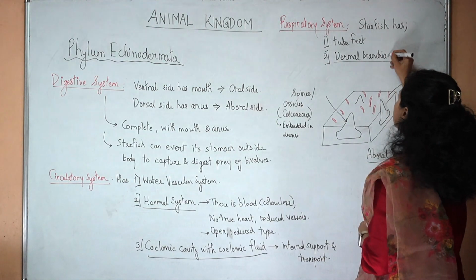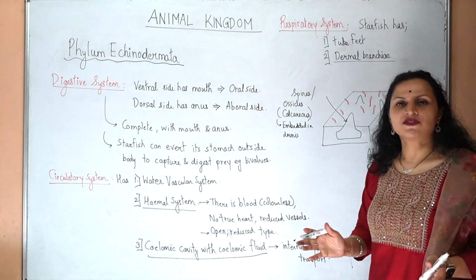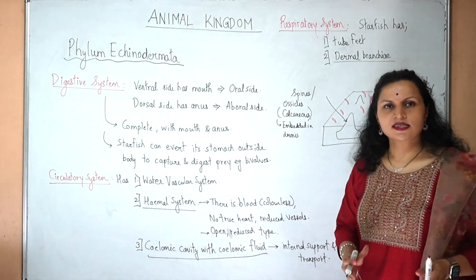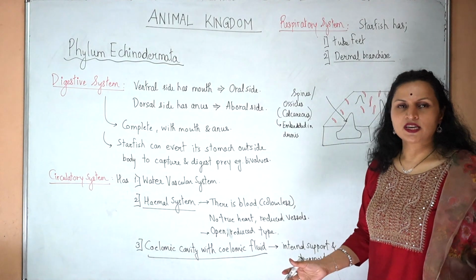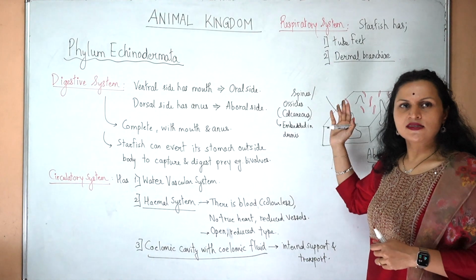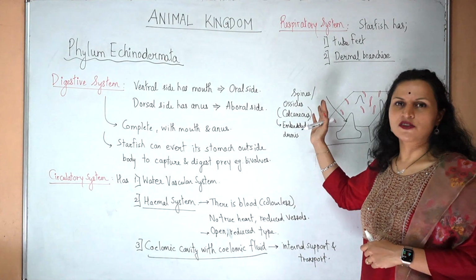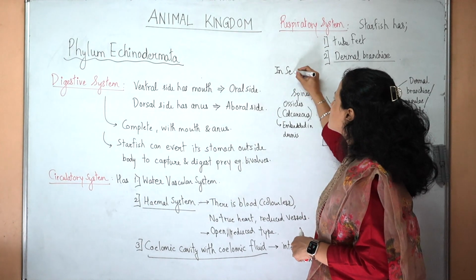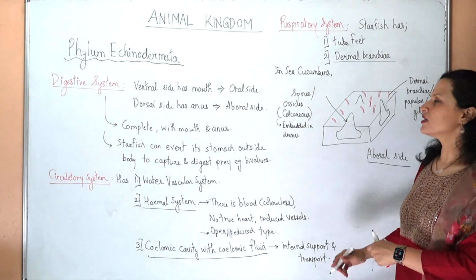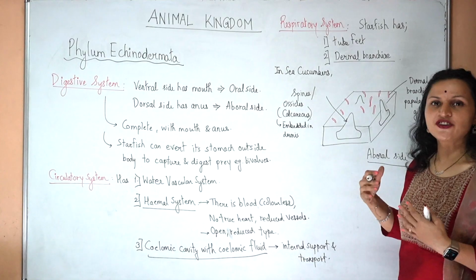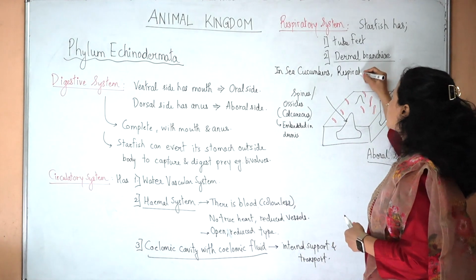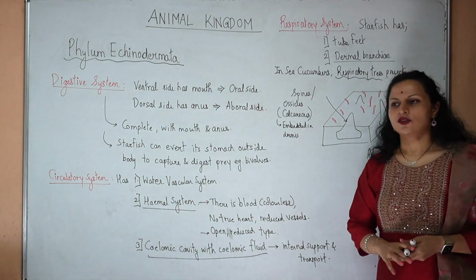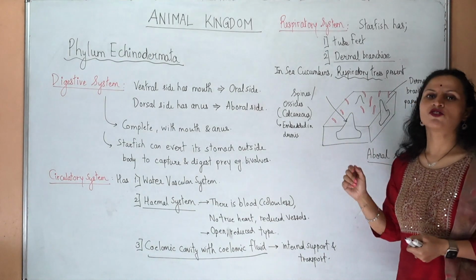Phylum Echinodermata has many different classes, and each class has different ways of doing respiration. Tube feet and dermal branchiae are specific to the class to which the starfish belongs. In sea cucumbers, which belong to another class, there is something called the respiratory tree. You can read about respiratory trees if you are interested.